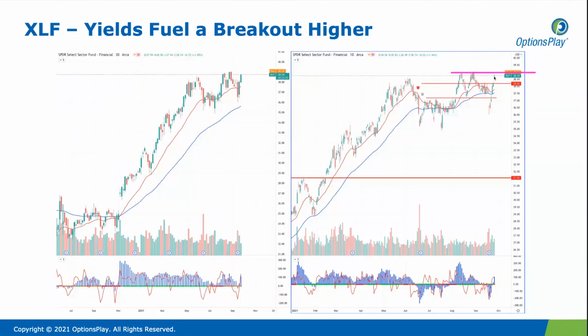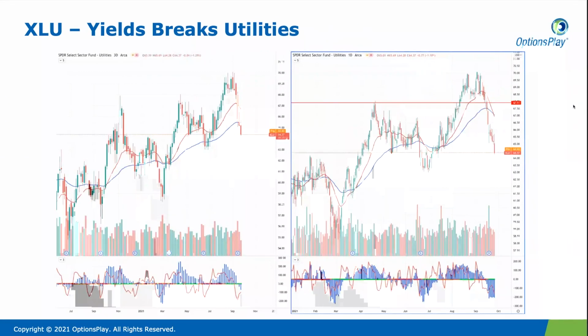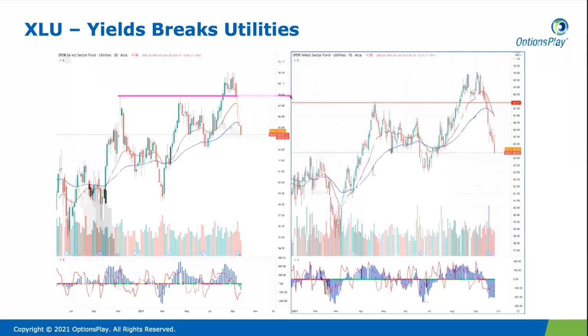If we see a breakout here from XLF, that means we're likely going to see financials and banks continue to move higher. Utilities, like I said, very interest rate sensitive sector. It broke below what was a breakout level. As you can see, this was the all-time high. We broke out from that level earlier in the year. It really failed to gain any momentum on the breakout, and then just a few days ago started to break below that breakout level of 68 or so.